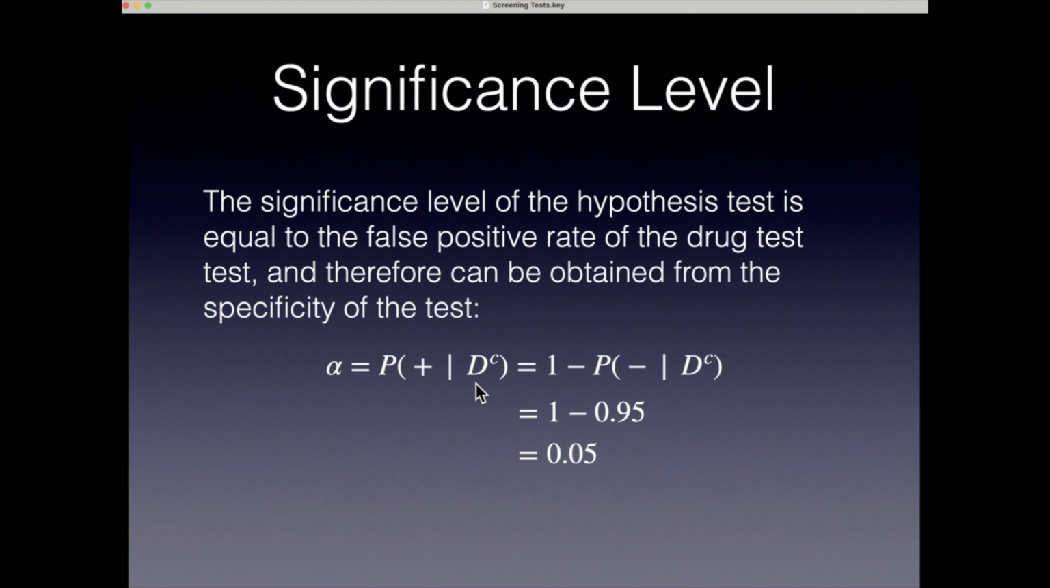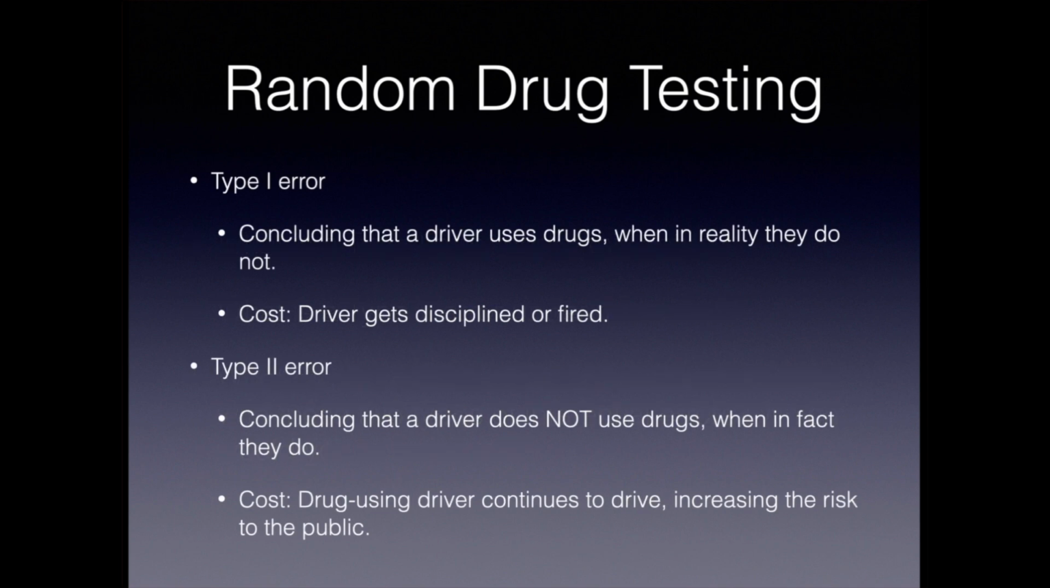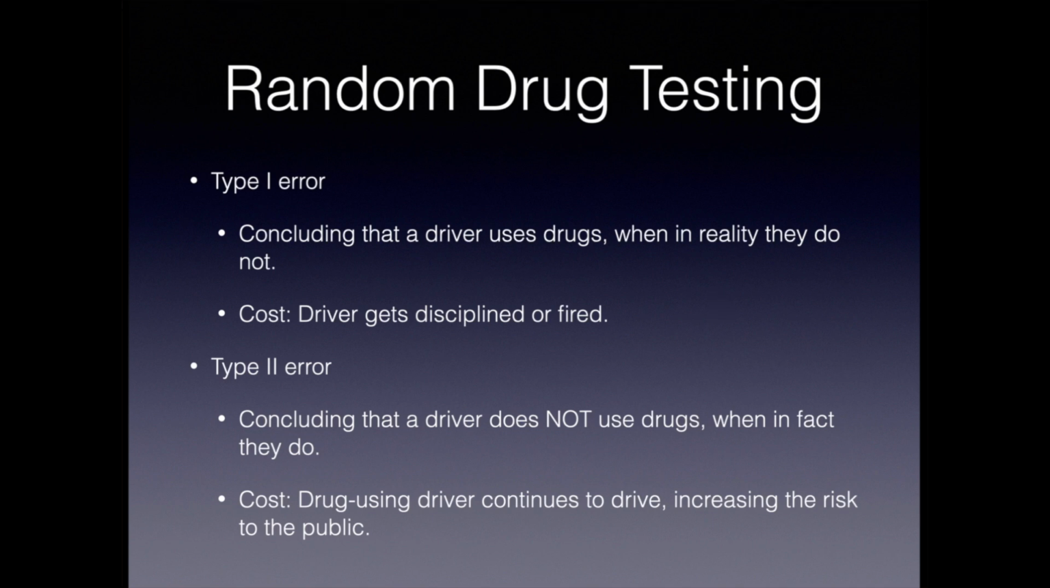By the complement rule, that is 1 minus the conditional probability that the test comes back negative, given that they don't use the drug, and that conditional probability is the specificity. Since the specificity is 0.95, it turns out that the significance level for this test is 0.05. If we recall what a type 1 error represents in this setup, a type 1 error is concluding that a person uses the drugs when in fact they do not.